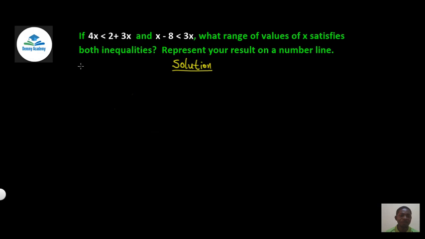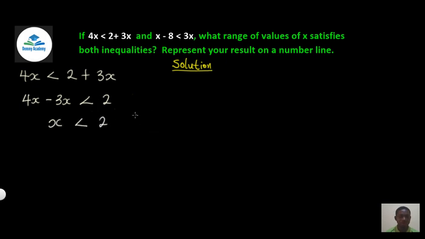So to do this, we have the first inequality that says 4x is less than 2 plus 3x. We have to solve this inequality first. We have 4x, we collect like terms, bring this to the other side, it becomes negative 3x is less than 2. So when we do this, we are going to have x less than 2. Good. We have been able to find the solution to one of the inequalities.